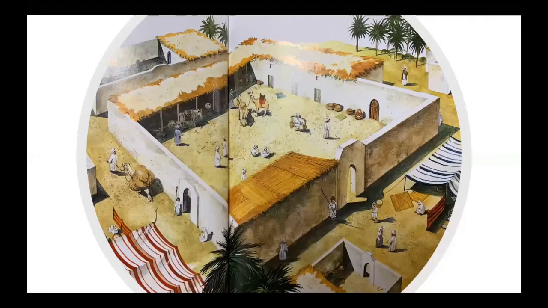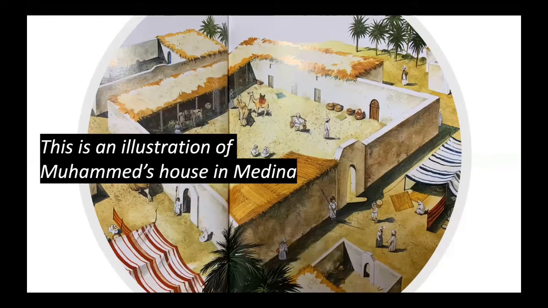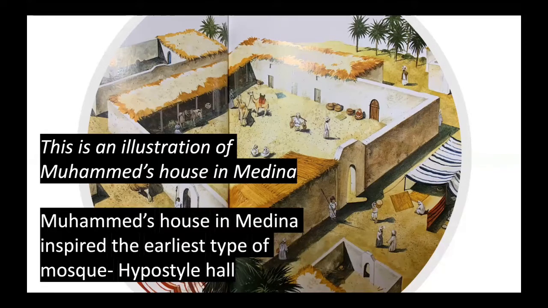All right, where we're gonna start is this illustration. This is from a book I have, and it's an illustration of Muhammad's house in Medina. So remember, when he is exiled out of Mecca, he goes to Medina, and this is where he starts to create a following of people. So he's preaching from his house. Because of that, his house is the earliest type of mosque. It inspires the beginning of mosque architecture.